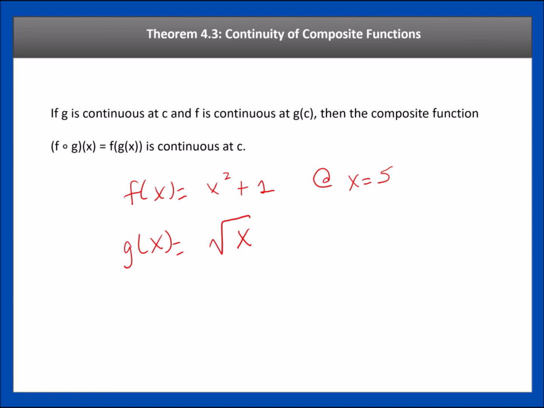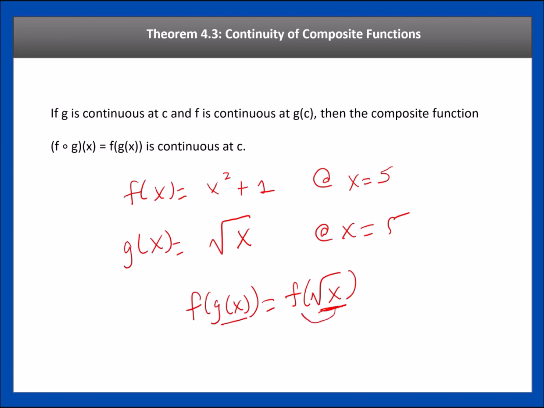We know it's continuous at x equals 5. In fact, it's continuous everywhere, but let's just say we know it's continuous at x equals 5. And square root of x is also continuous at x equals 5, because there are no discontinuities there. Then f of g of x, where g of x is square root of x, means I plug this into f. So I get square root of x squared plus 1, that must also be continuous at x equals 5. That's what the theorem is saying.